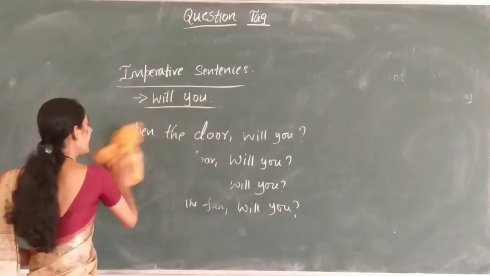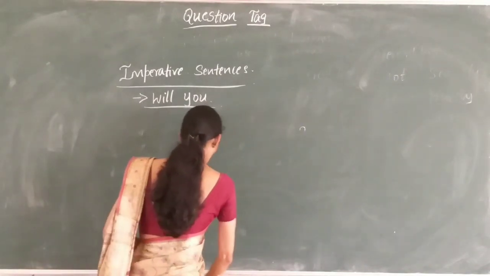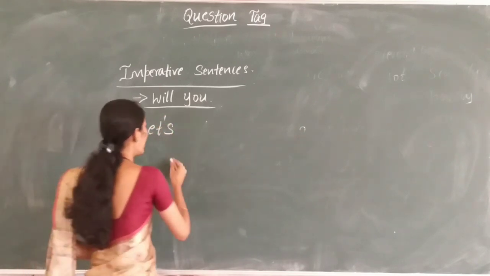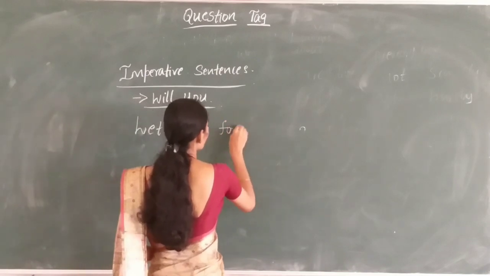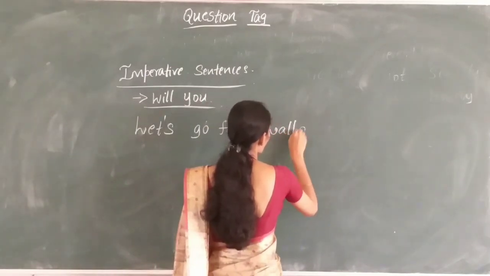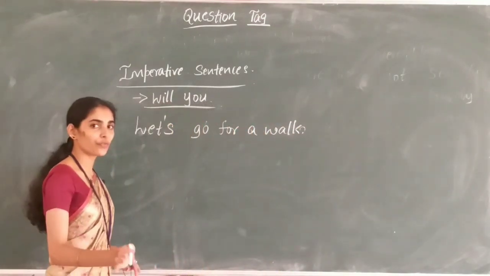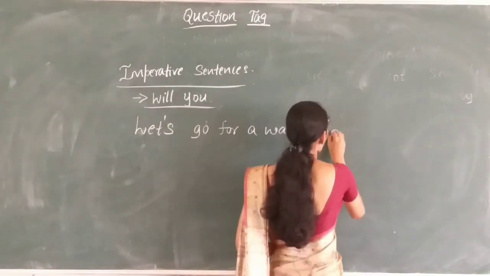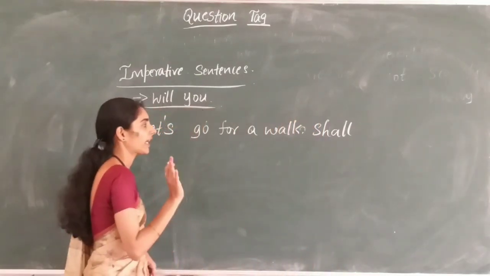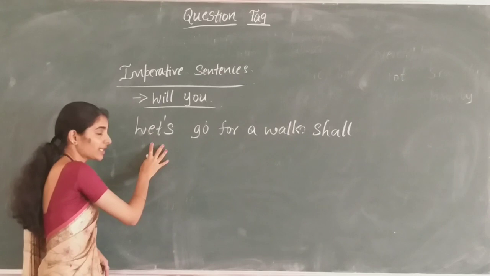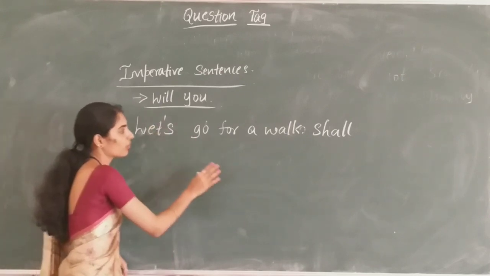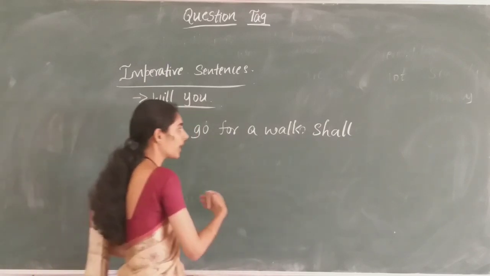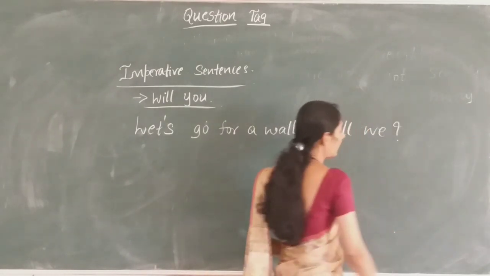Now, in case of an imperative sentence that begins with the word let's, which means let us, for example, let's go for a walk. If you find a sentence which begins with let's, then the tag must be shall. You should not think anything else. Whenever an imperative sentence begins with let's, it must go with shall. And now the pronoun is us, that is plural again, we. So shall we? This should be the question tag.